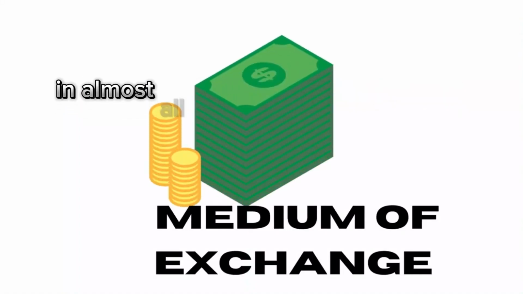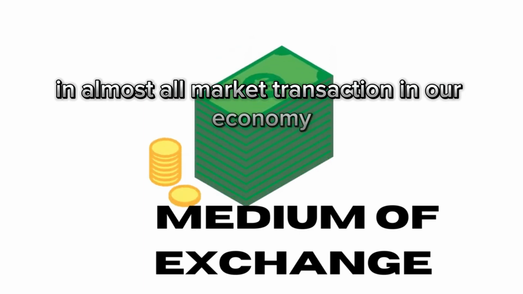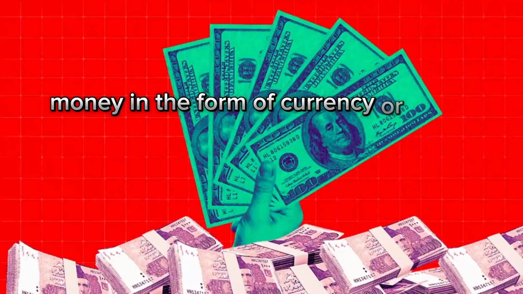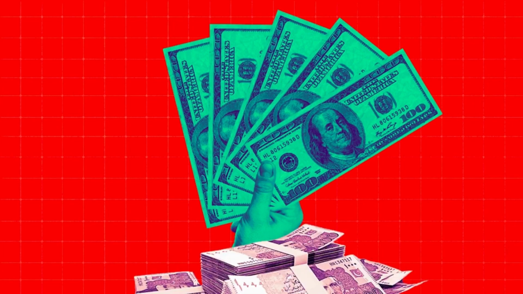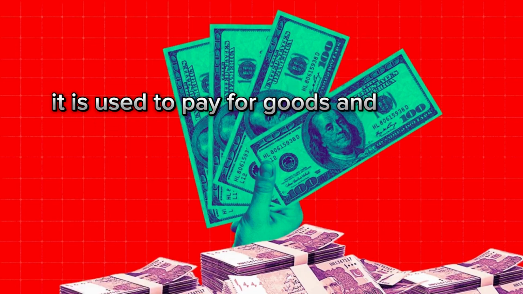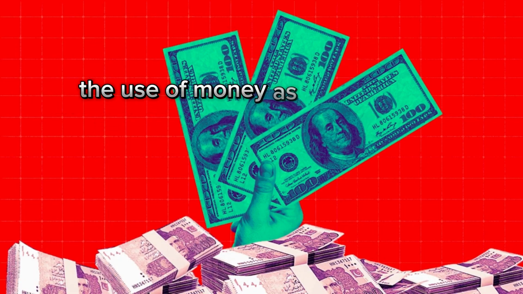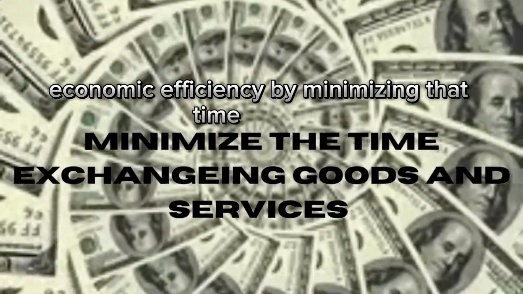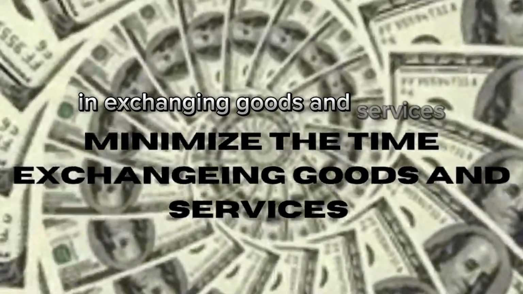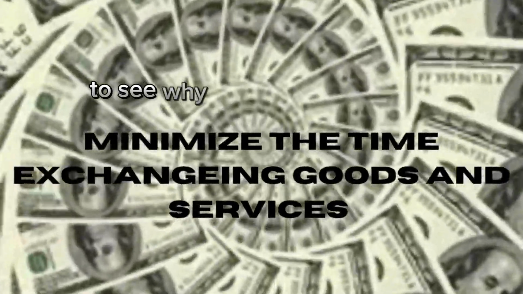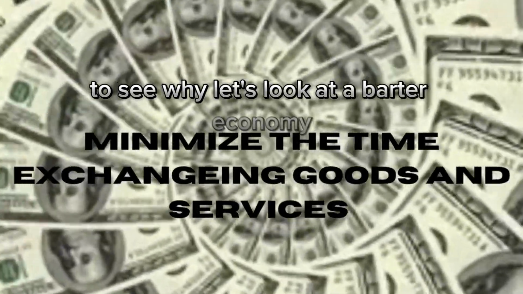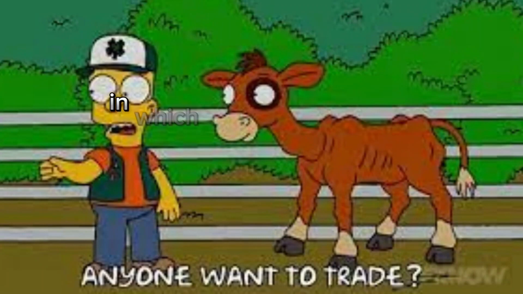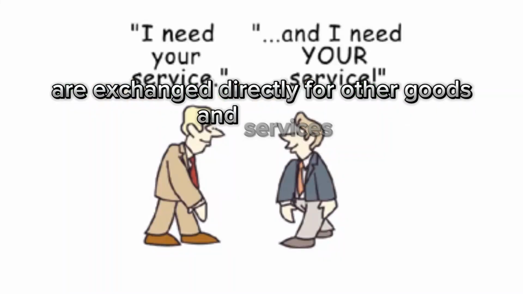In almost all market transactions in our economy, money in the form of currency or check is a medium of exchange. It is used to pay for goods and services. The use of money as a medium of exchange promotes economic efficiency by minimizing the time spent in exchanging goods and services. To see why, let's look at a barter economy, one without money, in which goods and services are exchanged directly for other goods and services.